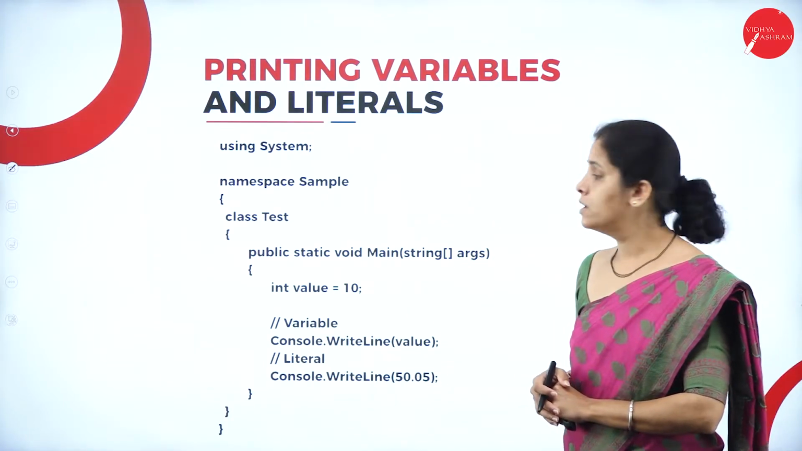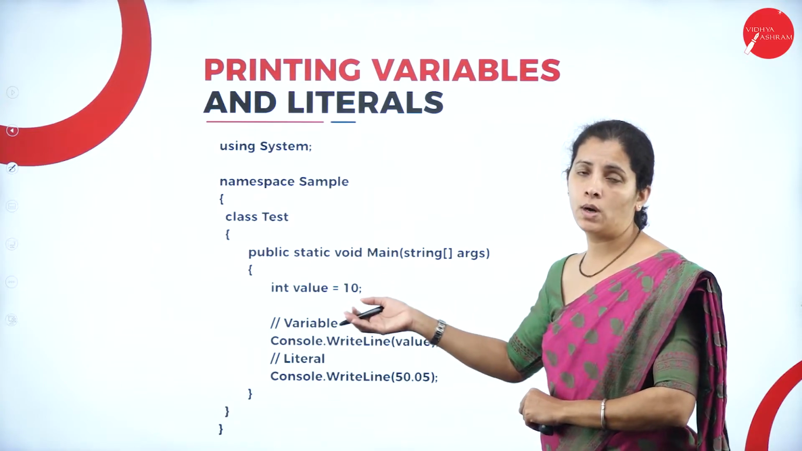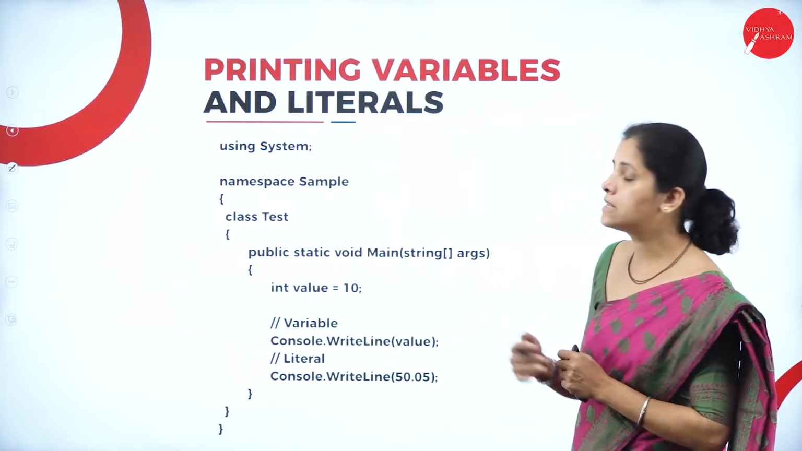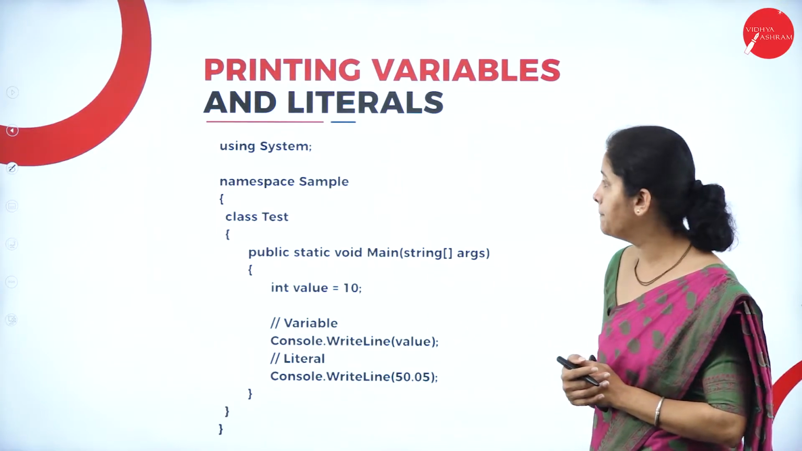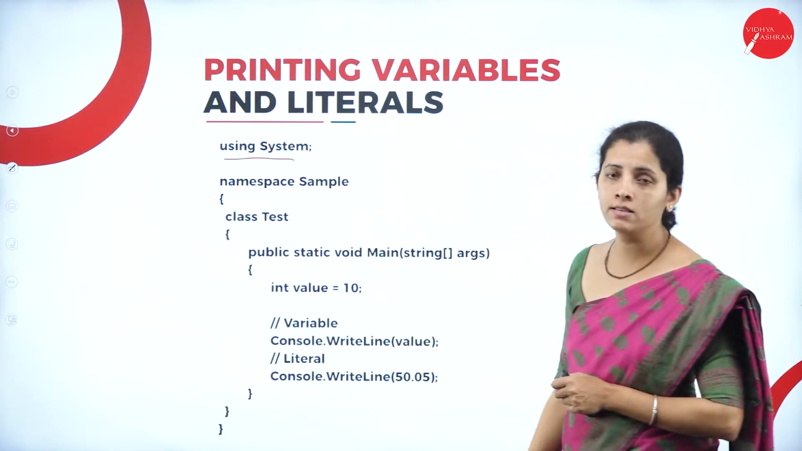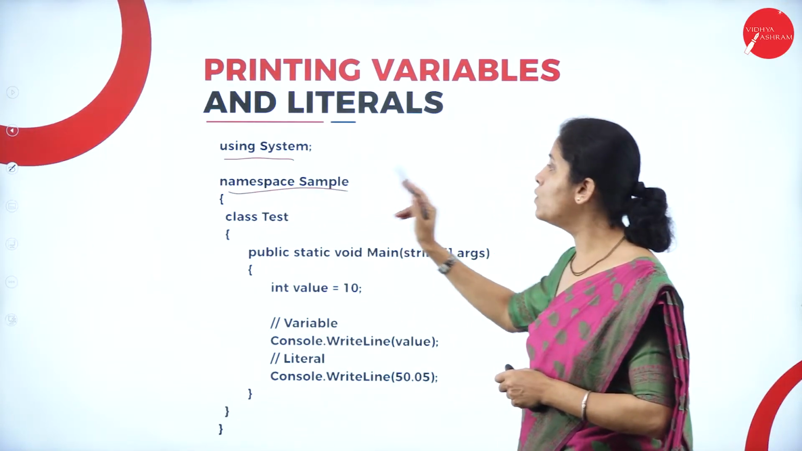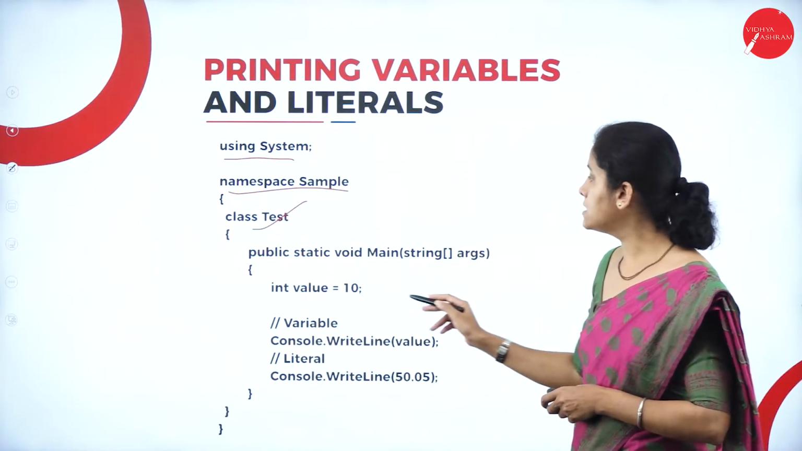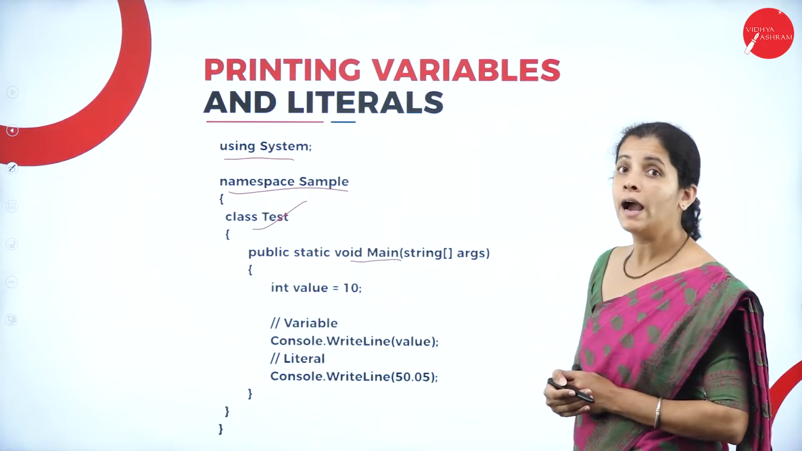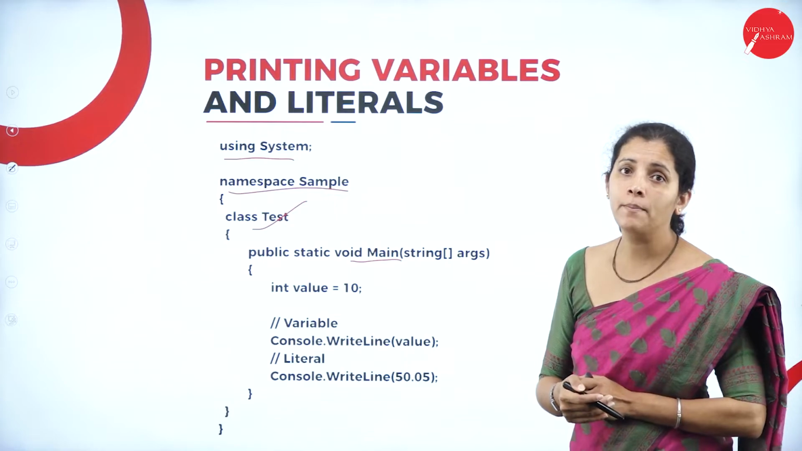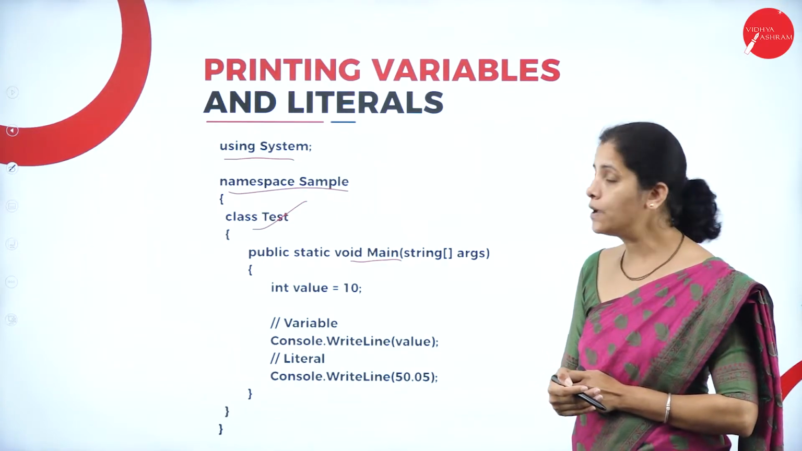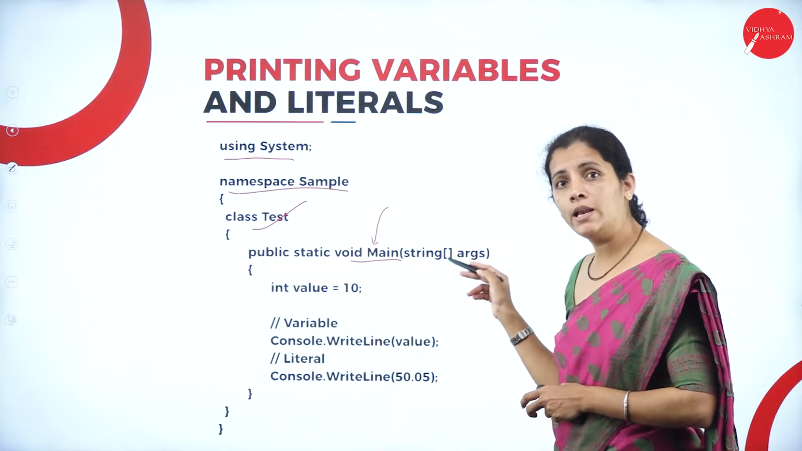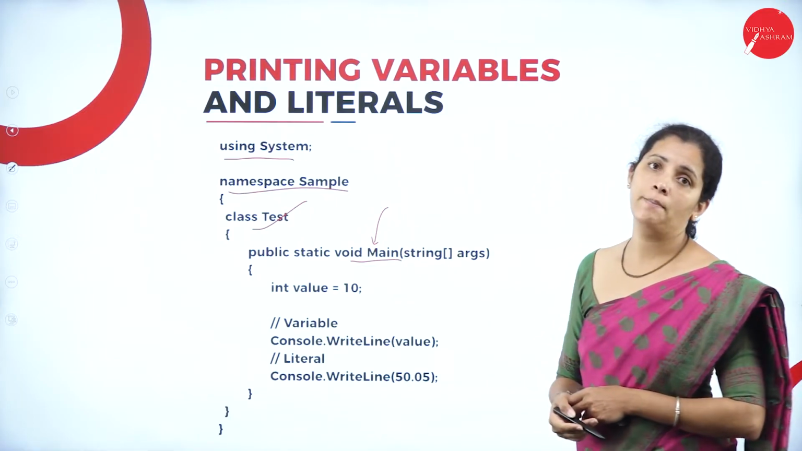So variables, we know what is variable, we know what is literals, and how we can make use of literals and variables in my program. So here I'll start with using System. Then I'm going to have my own namespace called sample, and this is my class. Inside the class, I'm going to have the main function, and dear student, C# is a case sensitive programming language. So if I consider the main function or main method, in this M is a capital letter.